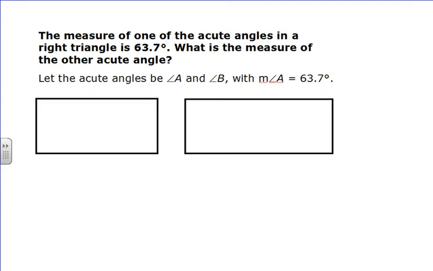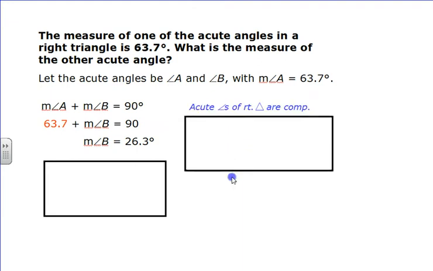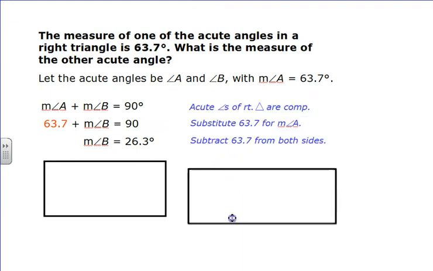The measure of one of the acute angles in a right triangle is 63.7. So what would the other acute angle be? This is a little easier because we actually know the value of one of the acute angles, right? So tell us again. You would do 90 minus 63.7. That's correct, because A plus B will give you 90. And you get, anyone agree, 26.3? Yep, there you go. So those two angles are complementary, so we just substitute the known value and find the value.